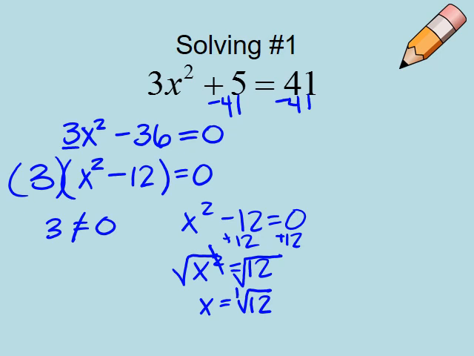Therefore, I also need to have my plus and minus, because if I square a negative, I would get a positive, and if I square a positive, I also get a positive. So every answer should have a plus or minus in front of it.